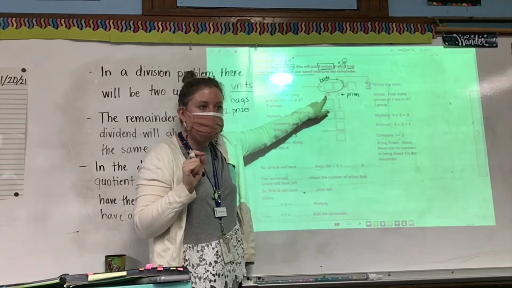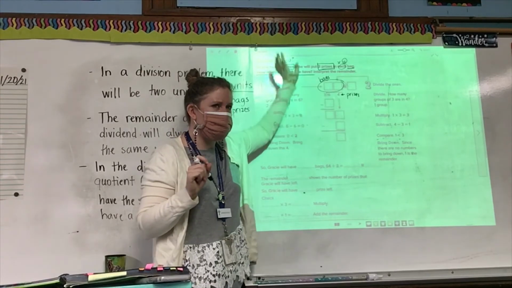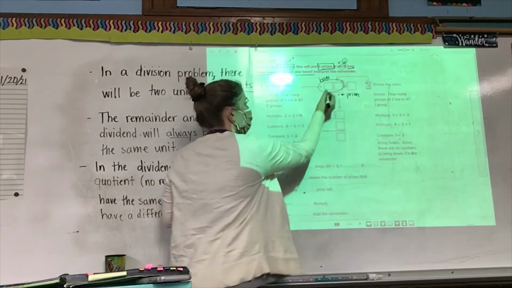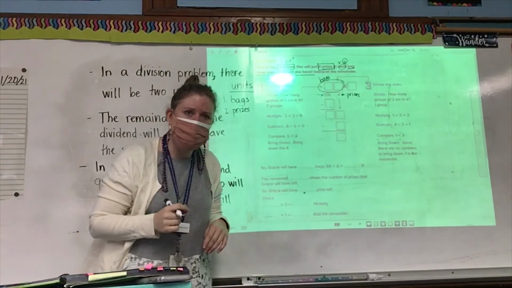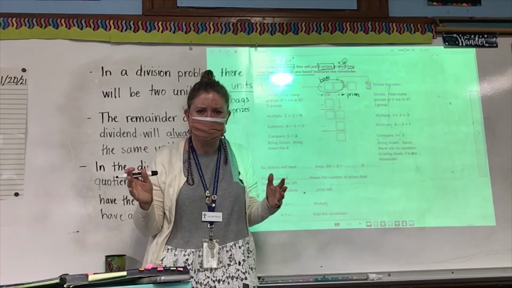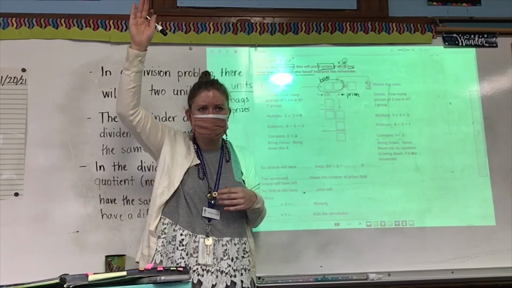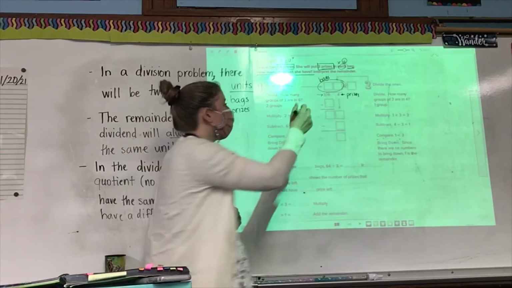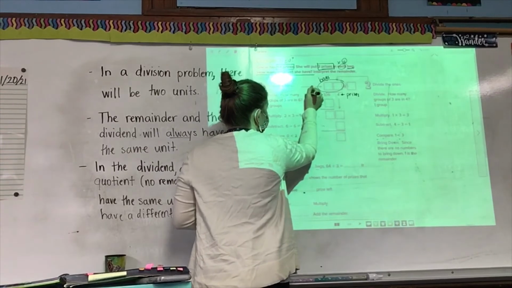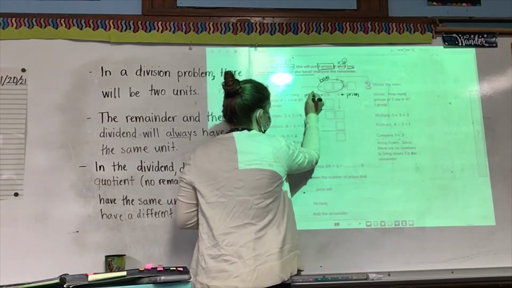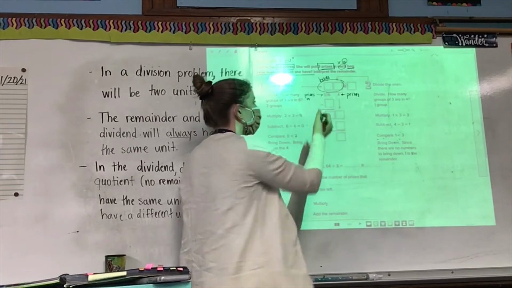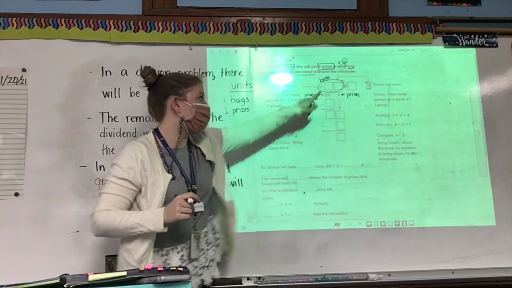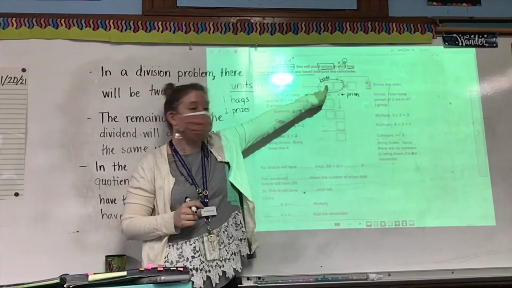Now 3 is not the number of bags because it doesn't say 3 bags. No, it says 3 prizes. Does that mean 3 prizes total? What does it mean? Zadie? 3 prizes in each bag. Good. So the divisor means prizes in each bag. We already know the quotient without the remainder is the total number of bags.